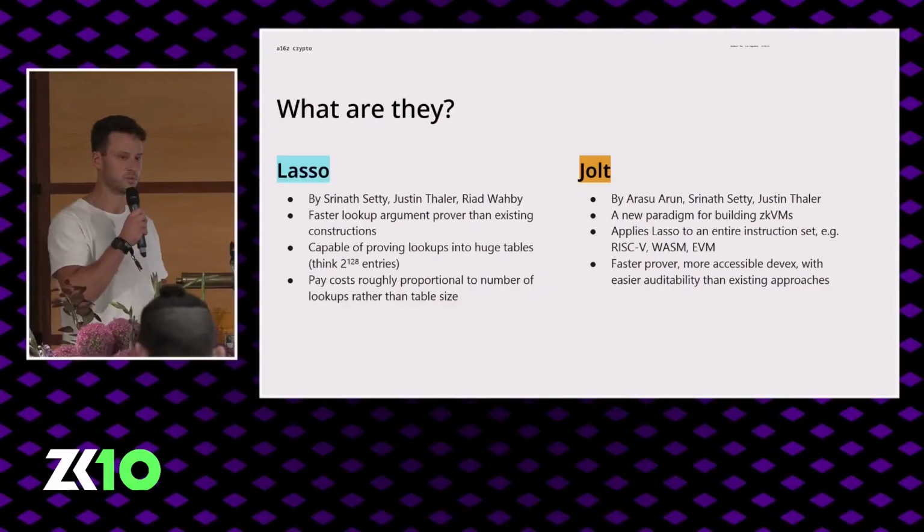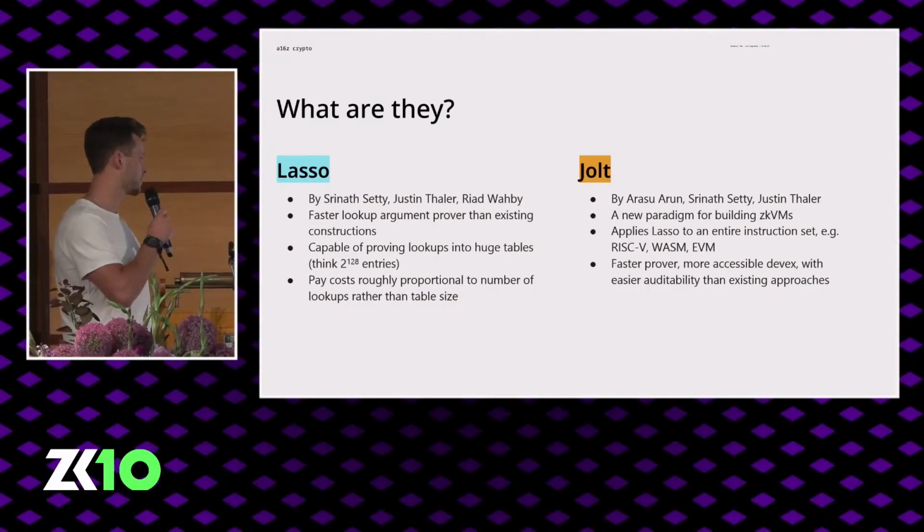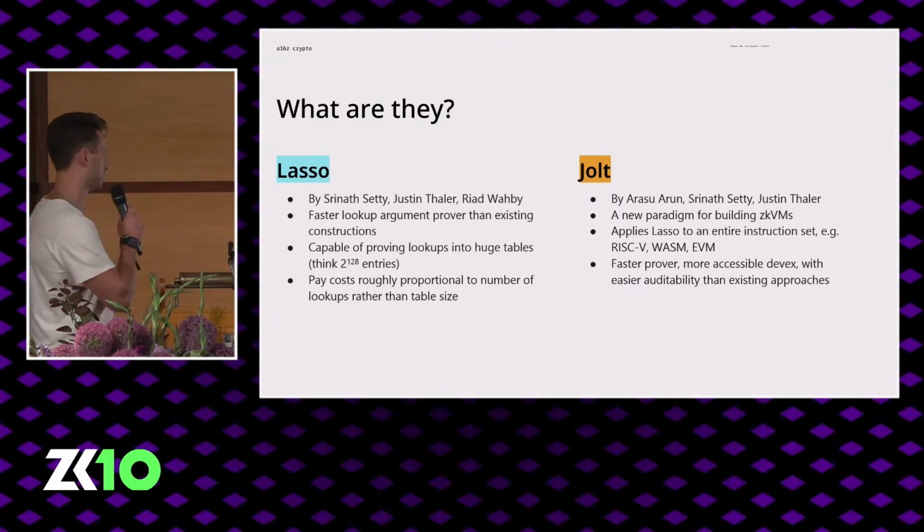It provides a faster lookup argument prover than the existing constructions. It's capable of proving lookups into massive tables. Think on the order of 2 to the 128 entries. And you pay costs roughly proportional to the number of lookups rather than the table size.